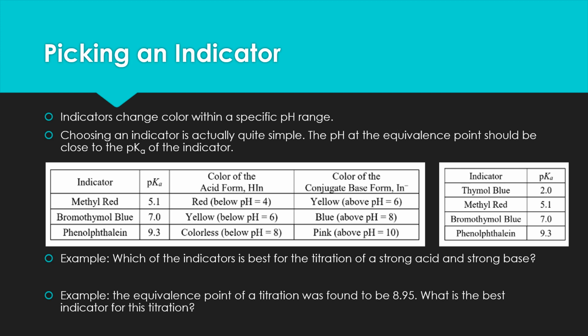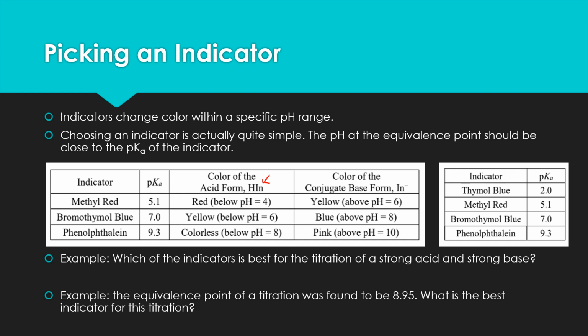Okay, the last part of this is picking an indicator. This works hand in hand with our pH, pKa. So an indicator is a chemical that changes color within a specific pH range. We can see some examples down here. We've got methyl red, which gives us our pKa, and it says the color of the acid form. They use HIN. IN is for your indicator, H to show the acidic form of it. It's red when it's below a pH of 4. In its conjugate base form, it's yellow above a pH of 6. So we're going to go from red to yellow.